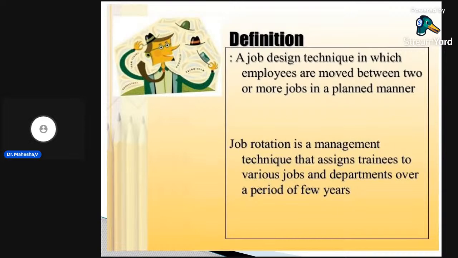What is the beauty of job rotation? The beauty of job rotation is that they try to avoid unnecessary workforce which is not at all relevant or required. A single person can do multiple tasks.